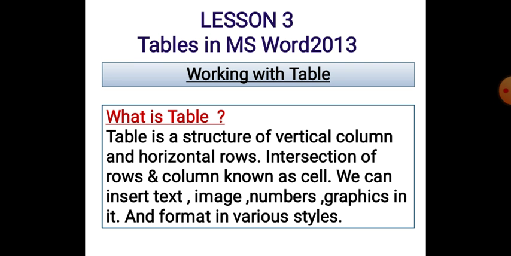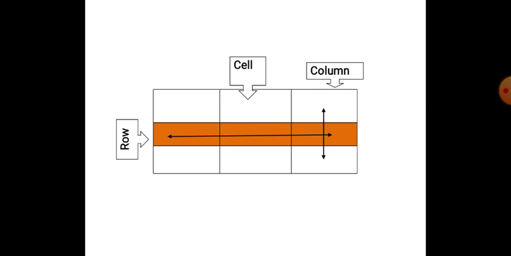What is a table? A table is a structure of vertical columns and horizontal rows. And what is a column? A vertical series of cells is known as a column, and a horizontal series of cells is known as a row. A cell is the smallest part in a table, the intersection of rows and columns. In a table, we can insert text, images, numbers and graphics, and we can also format and edit the table in various ways.